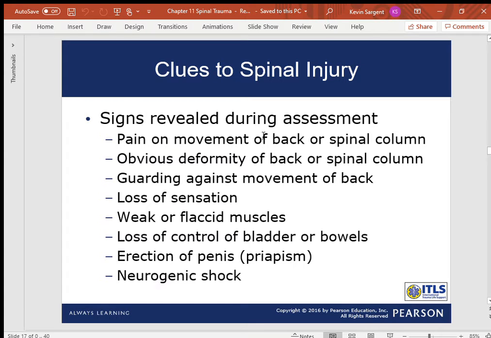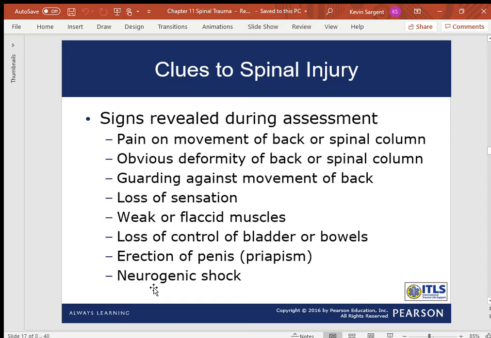Pain on movement of the back or spinal column. So generally we don't want them to move much. Obvious deformity of the back or spinal column, we don't want to move at all. Guarding against movements, this person doesn't want you to move them at all. They'll literally guard and don't want you to elicit a painful response. Loss of sensation, weak or flaccid muscles, including weakened or absent sphincter tone. Loss of control of bladder or bowels, erection of the penis, which is considered a priapism, which is a non-sexually induced erection caused by spinal injury.